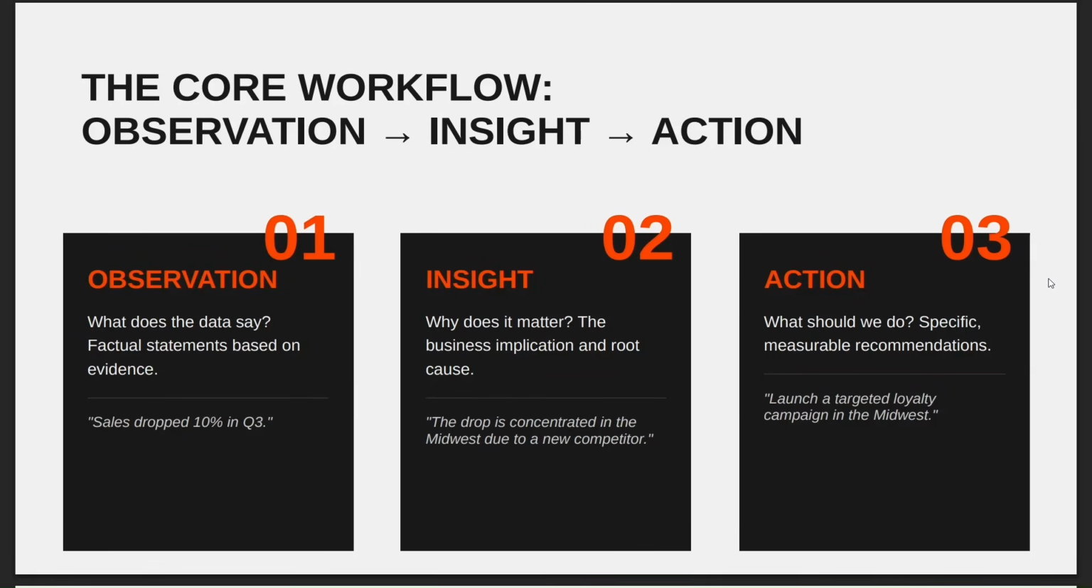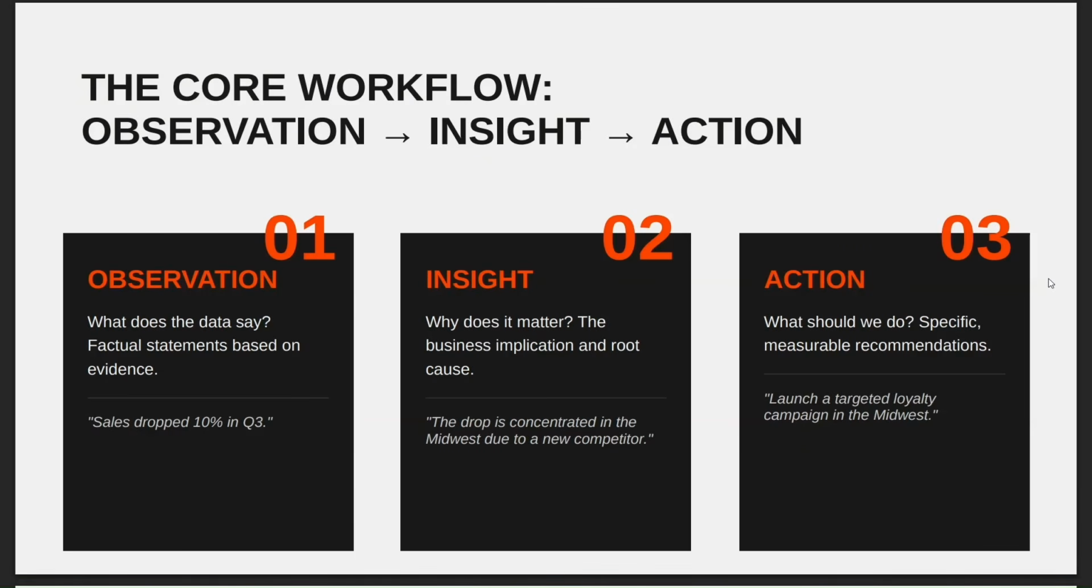There is a core workflow, and I want you to jot this down and use it every time you extract and create something out of your data. The first is observation. What does the data actually tell us? What kind of story does it tell? These are based on factual statements, based on the actual data that we've derived, based on evidence. So for example, sales dropped 10% in Q3. That is a factual statement.